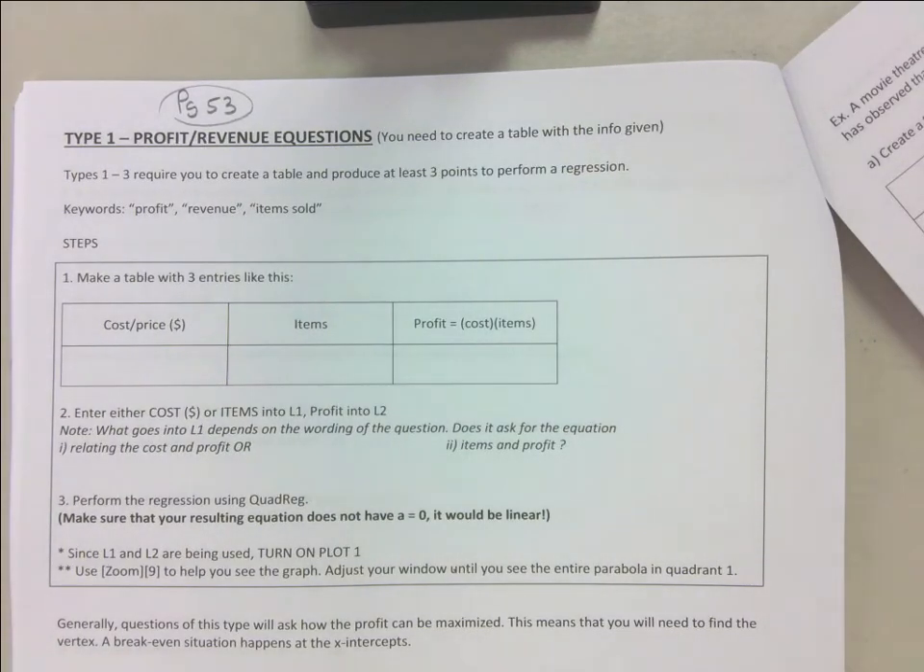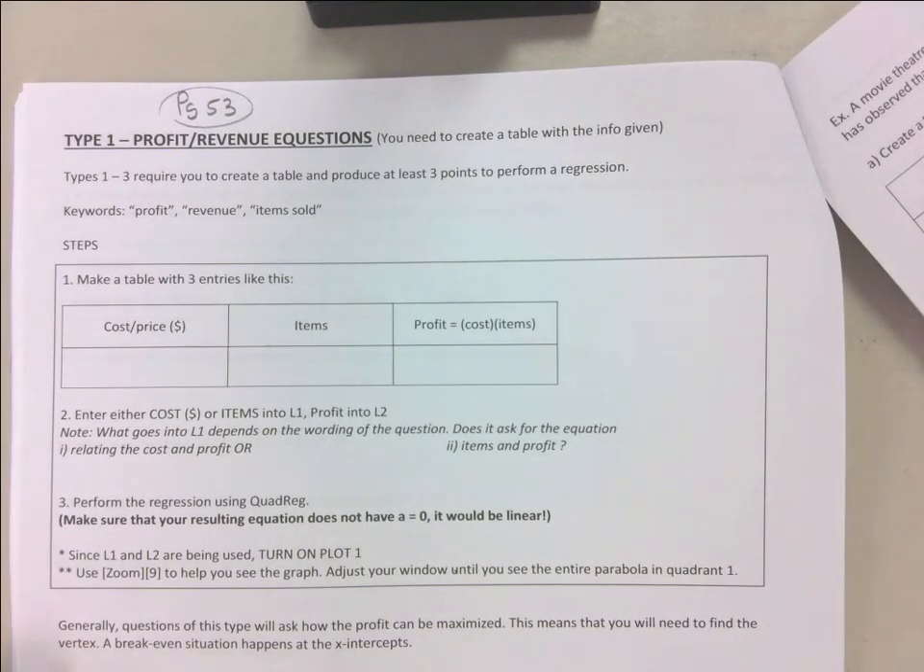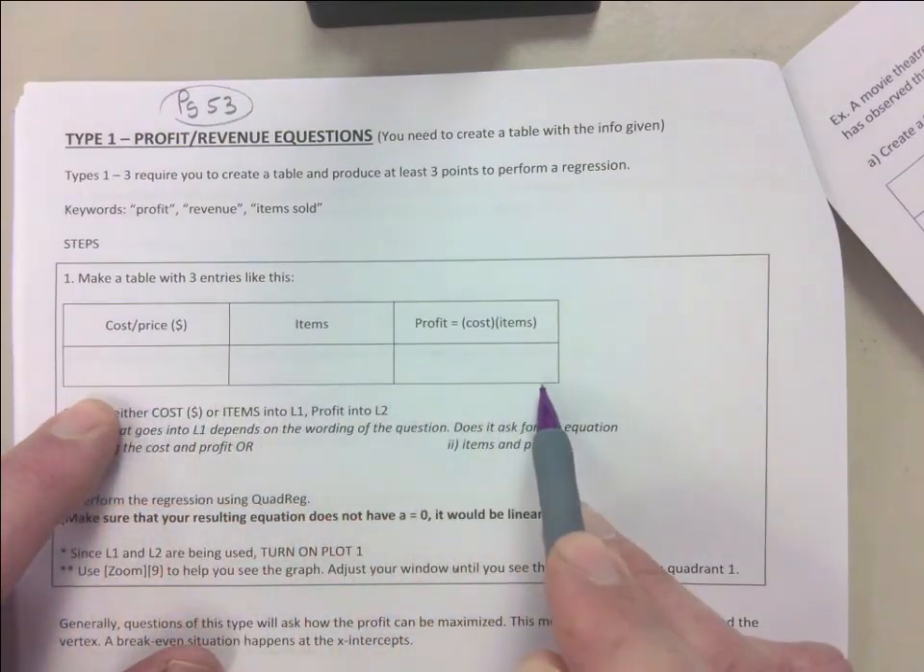But on 53, I'm going to introduce you to another one where you need to come up with the points. But I would argue this one is a little easier because it basically gives you the recipe of how to come up with your points. But it's going to be a little different in a sense that there are going to be 3 columns when you're setting up your table.